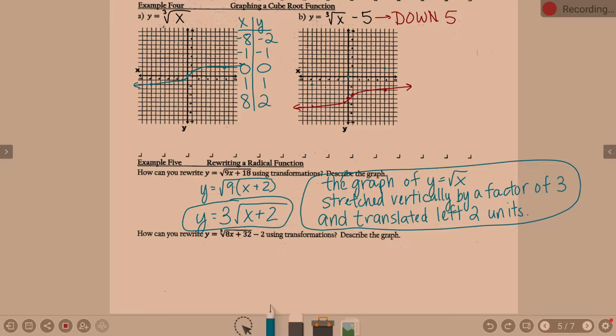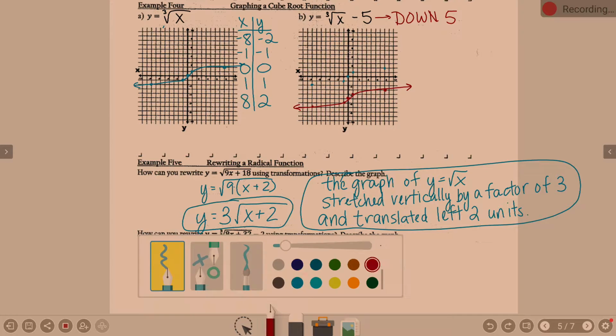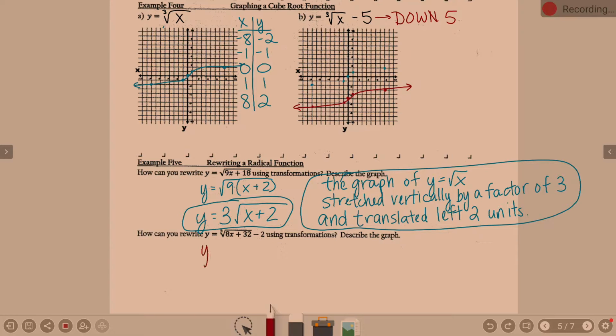Is 8 helpful to us? What world are we in here? We're talking cube roots, right? Can you take the cube root of 8? Yeah, so 8 is a good thing. It wouldn't be a good thing for square roots, but it is for cube roots. So I'm going to rewrite this. The cube root, I'm going to factor my 8 out, so it's going to be 8 times x plus 32 divided by 8, which is 4. And then you still have a minus 2 outside your radical.